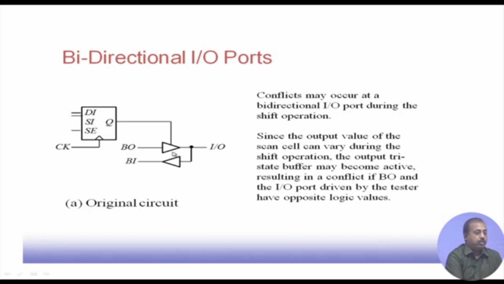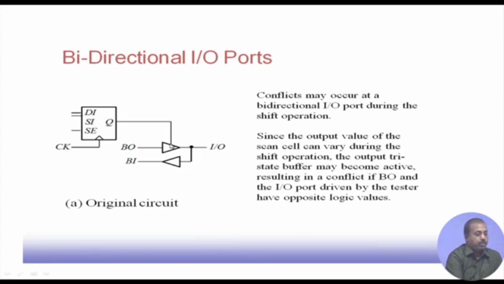If we are trying to shift, then the value that we are willing to put onto the next flip flop may come back again as the input. The output value of the scan cell can vary during the shift operation. The output tri-state buffer may become active. So, this is a scan flip flop, and there may be a chain of scan flip flops, and this Q output may be actually driving this buffer.